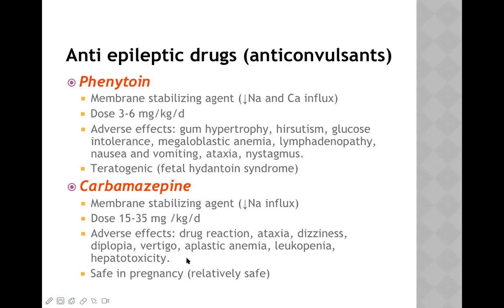Some important adverse effects of carbamazepine are drug reactions, very, very important one. There are different types of drug reaction which we discuss in our dermatology classes. One of the important conditions is known as Stevens-Johnson syndrome, a very severe type of drug reaction or allergy. Another is known as toxic epidermal necrolysis, TEN, the most severe type of drug allergy. Carbamazepine can be associated with both of those conditions.